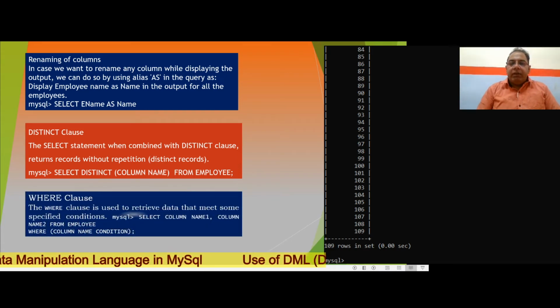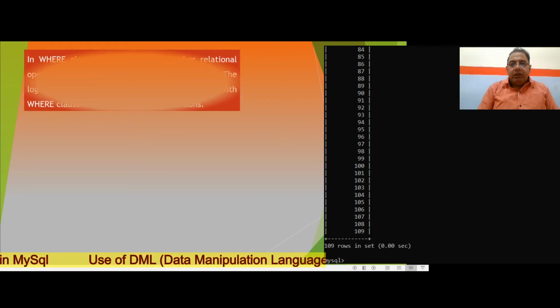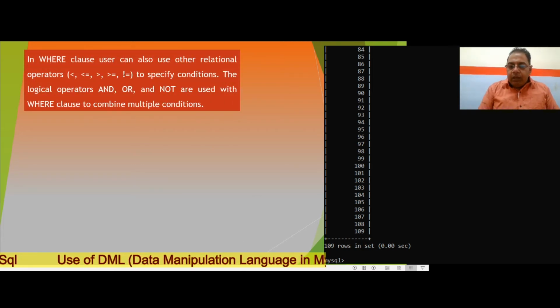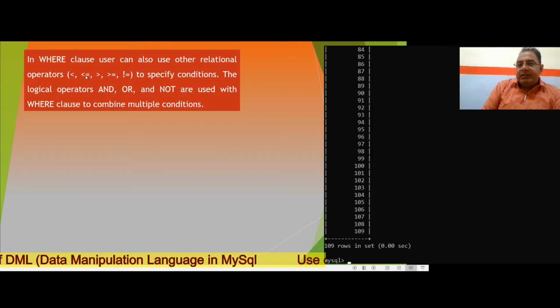Next, we have the where clause. Already we have used the where clause. The where clause is used to retrieve data that meet some specified condition. Now the where clause can be used in different ways. It can be used with relational operators like less than equal to, greater than equal to, not equal to to specify a condition. The logical operators and, or, and not are used with the where clause to combine multiple conditions.